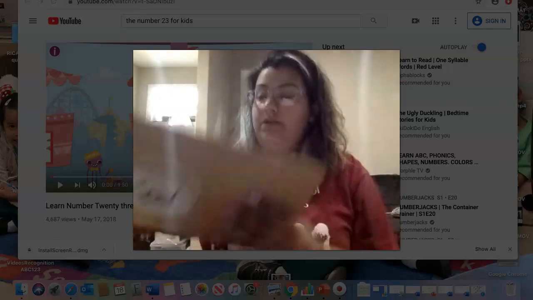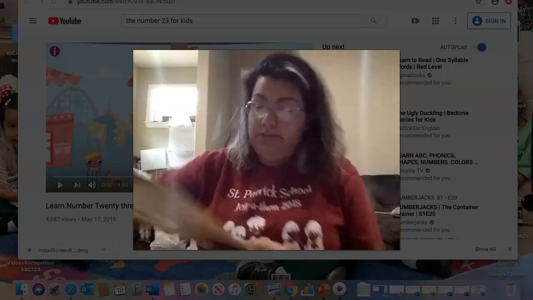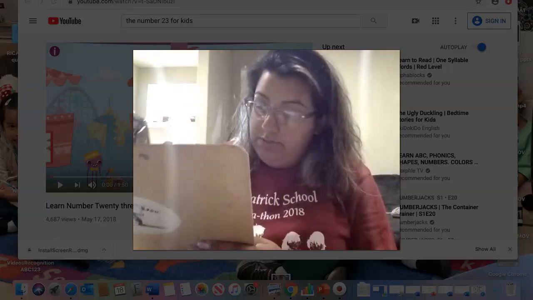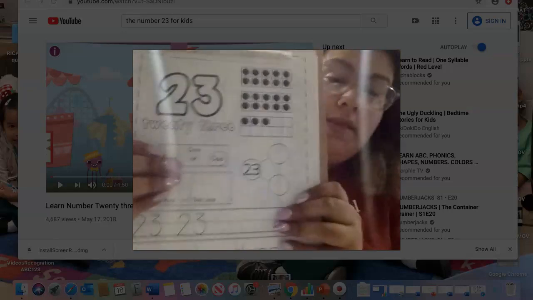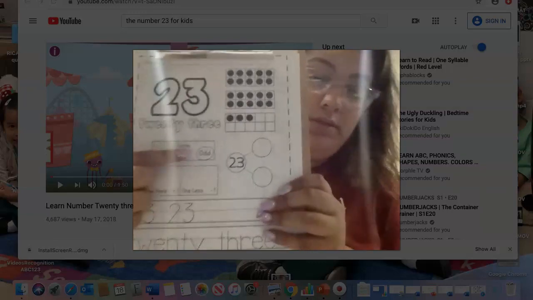So you're going to go ahead on your paper and circle odd, which is spelled O-D-D. So odd should be circled. Okay, so odd, O-D-D. 23 is odd.